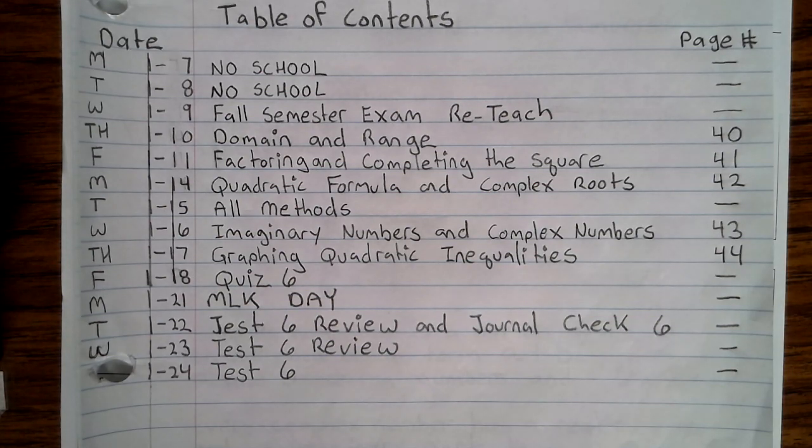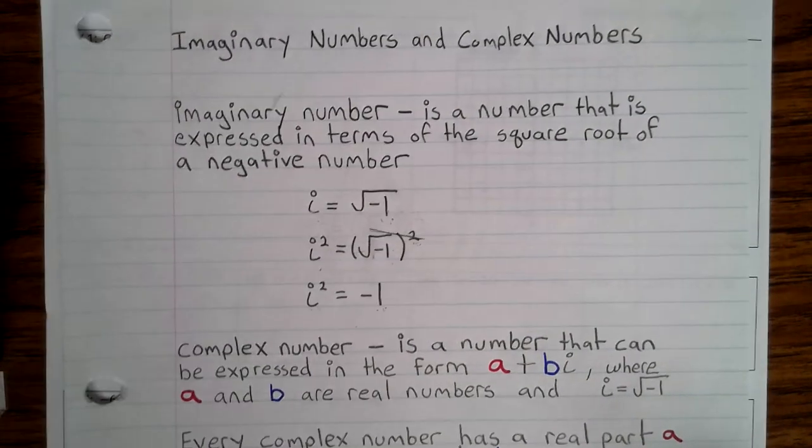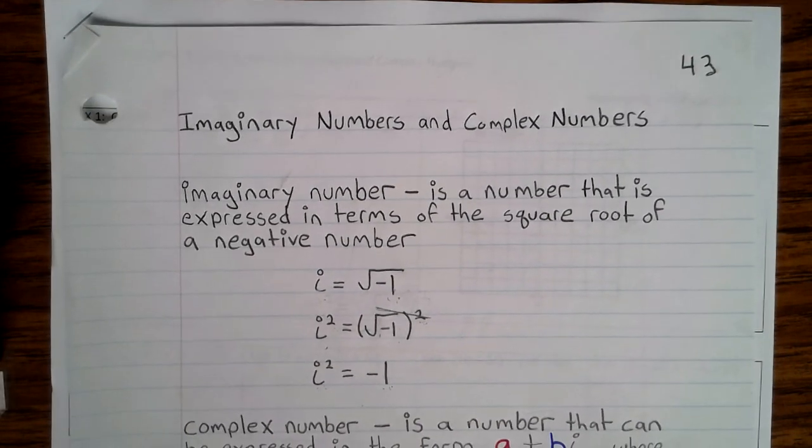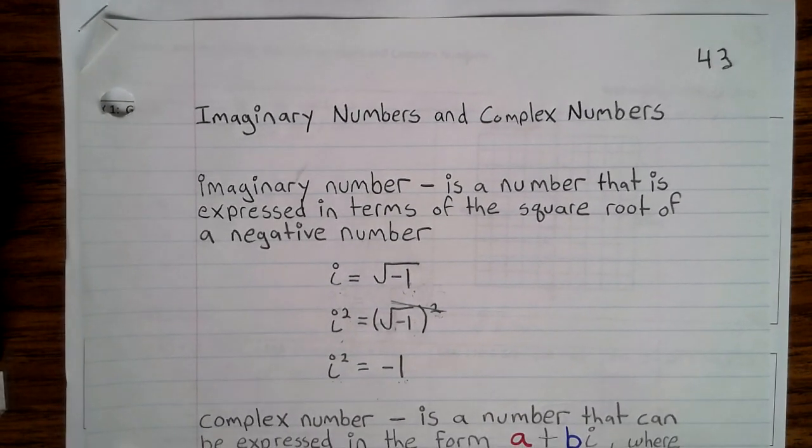Okay, Wildcats. Today we're looking at Wednesday, January 16th, imaginary numbers and complex numbers on page 43. If you would, update your table of contents. All right, now your table of contents is updated. Let's take a look at our notes. Imaginary numbers and complex numbers on page 43.